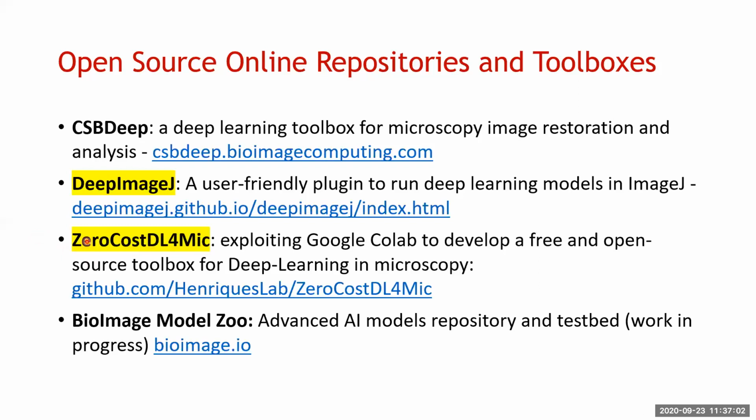DL for Mike, a bit of a mouthful there, is basically exploiting Google Colab, cloud computing. You're able to run pre-compiled, pre-existing code with pre-existing models, and they even give you example and test data for you to run these. So a lot of the testing options in bioimage actually use zero-cost DL. And furthermore, you can use this Google Colab zero-cost DL for Mike to build models in the cloud that you can then save and then feed into DeepImageJ. So it's all kind of connected here.